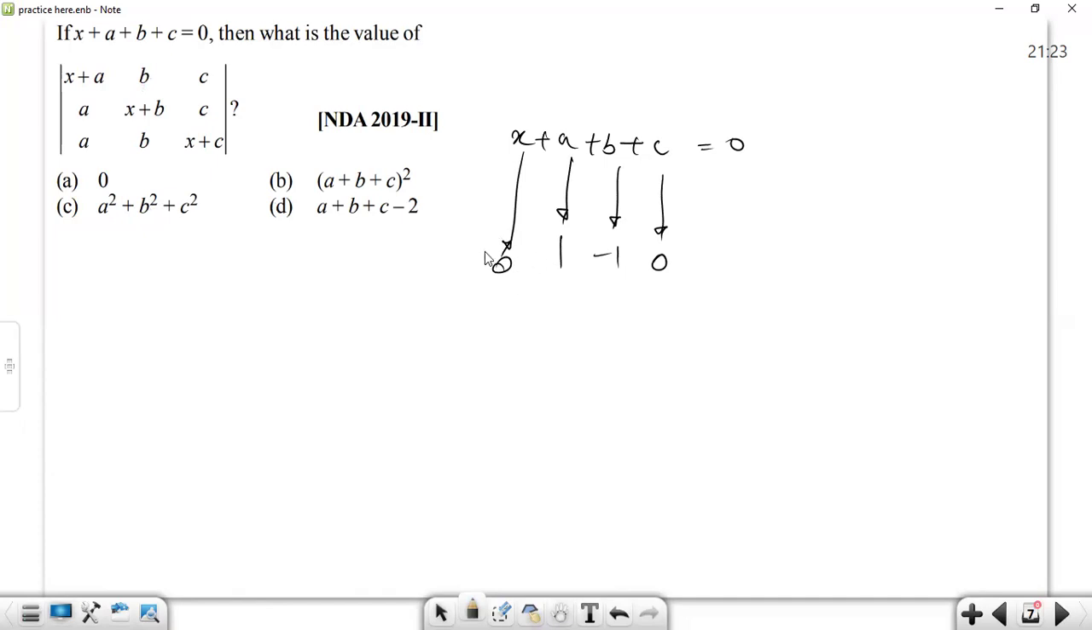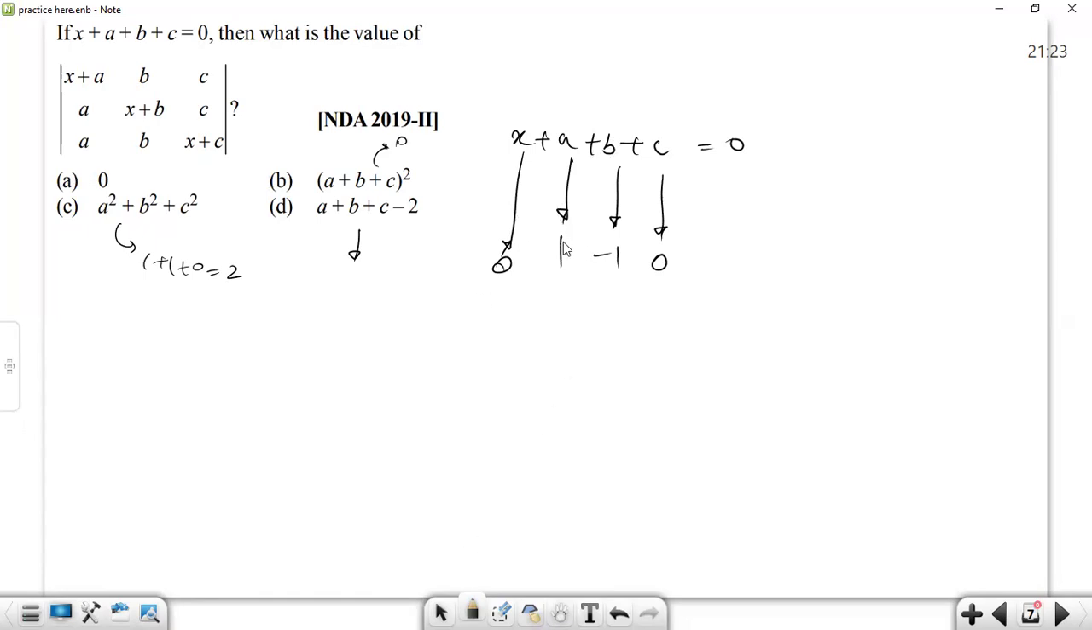Now our options become: this remains the same. B option will become A plus B plus C, that is 1 minus 1, which becomes 0. Now this becomes 1 plus 1 plus 0, this becomes 2. So now two of our options are becoming the same. There will be a confusion if the value of the determinant comes out as 0, whether to mark A option or B option. So we cannot go with this.